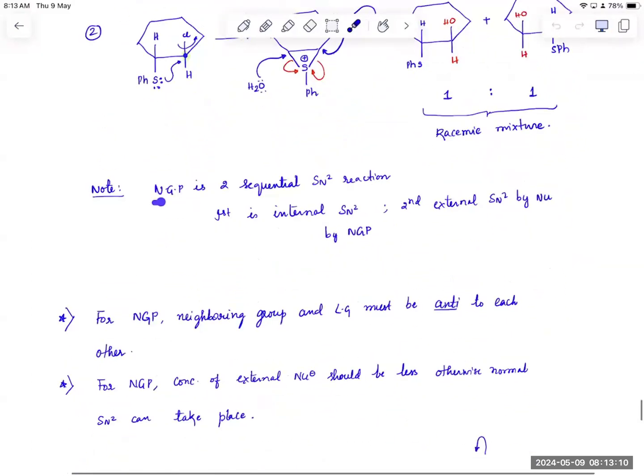So NGP is two sequential SN2 reactions. That means first an internal SN2, second an external SN2. Internal SN2 is what we call NGP, neighboring group participation.